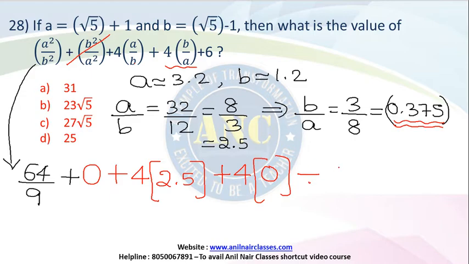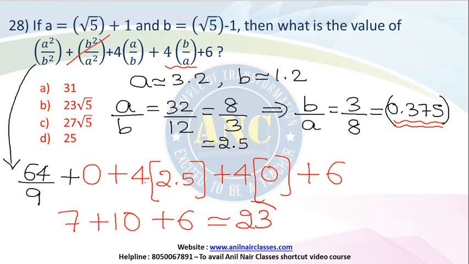The last term is 6. If I further simplify, 64 divided by 9 is approximately 7. Plus 4 into 2.5 is approximately 10. 6 is added. 7 plus 10 plus 6, the answer should be very close to 23.